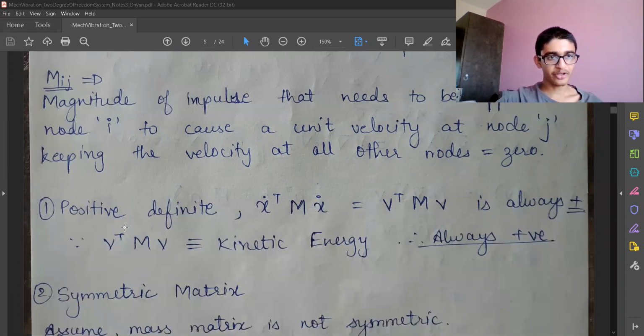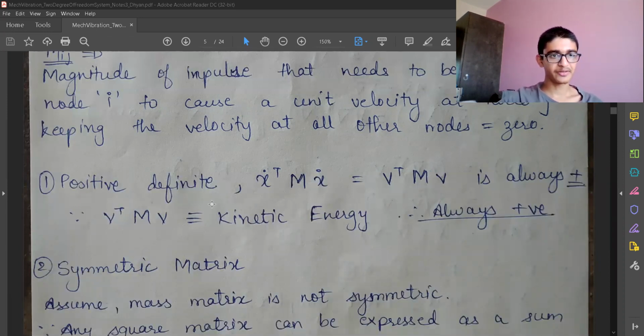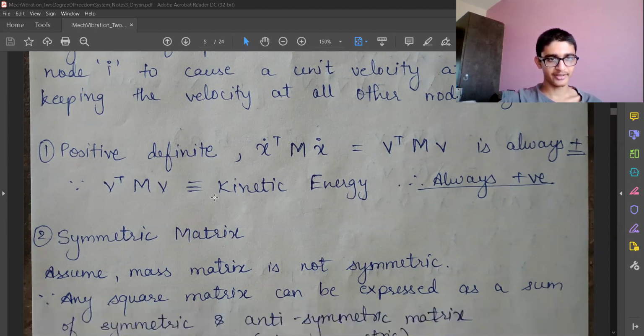So the first property of the mass matrix is that it is positive definite. We have understood the meaning of positive definite. So for a vector x, x transpose M x is equal to the velocity transpose M into velocity, which is always positive, as we have already shown earlier. This is the kinetic energy, and we always know that kinetic energy is always positive. How? Because this is v square into mass, half m v square, so this is twice the kinetic energy.